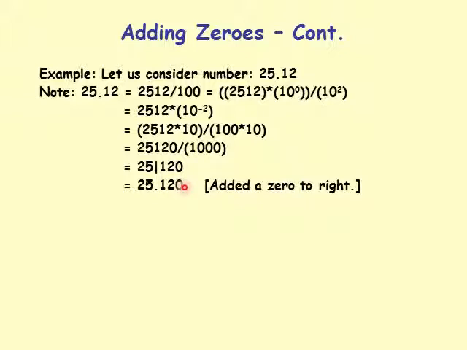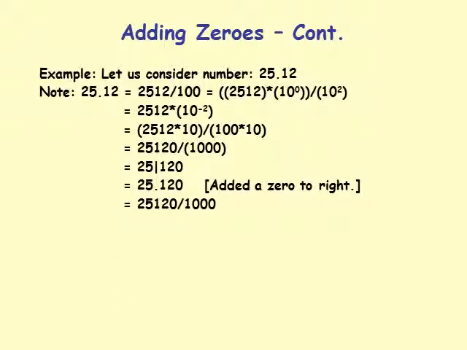That means we can add zeros to the right of the decimal point. If the decimal point wasn't here, we couldn't add a 0 without changing the value. But if the decimal point is here, we can keep adding zeros to the right. It does not change the value because that implies multiplying and dividing by 10.